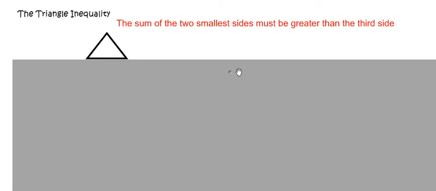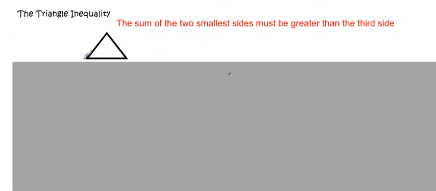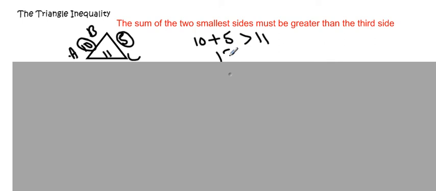Okay, the triangle inequality theorem says that the sum of the two smallest sides of a triangle must be greater than the third side. So let's call this triangle ABC. Let's say that AB is 10, BC is 5, and AC is 11. So in order to know if this exists as a triangle, we have to add the two smallest sides. So that's 10 and 5. So the two smallest sides, they must have a sum greater than the third side. And since 15 is greater than 11, then this is a possible triangle.